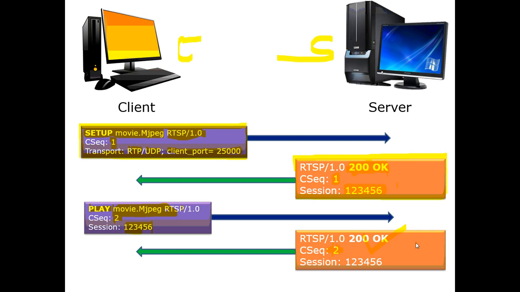After the protocol is in the playing phase, on the other channel that got created over UDP, the videos will be exchanged. The server will keep on sending the video and the client will be receiving the video and displaying it. I mean, it will be playing it.